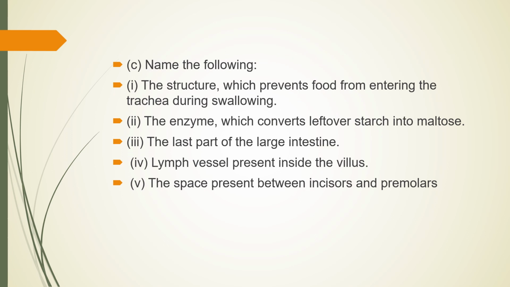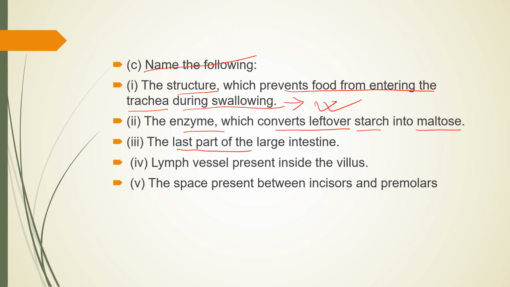Here you are supposed to write, name the following. The structure which prevents the food from entering the trachea during swallowing. So what is that structure which is preventing the food from entering the trachea? This is a very easy question, you are supposed to answer that. The enzyme which converts the leftover starch to maltose. So what is the name of the enzyme which is converting the leftover starch to maltose?